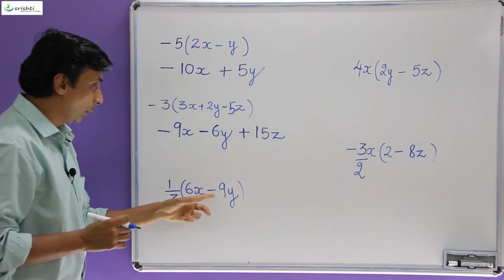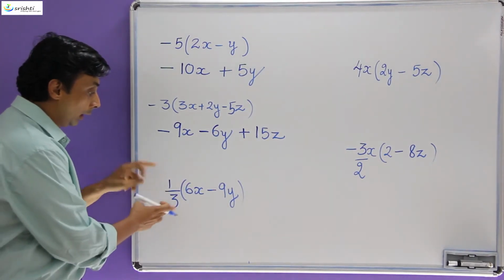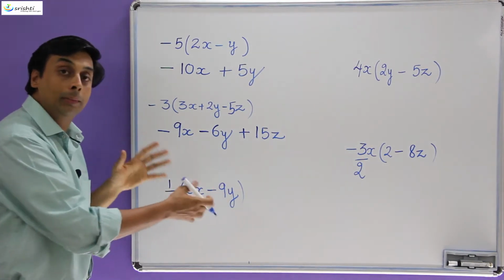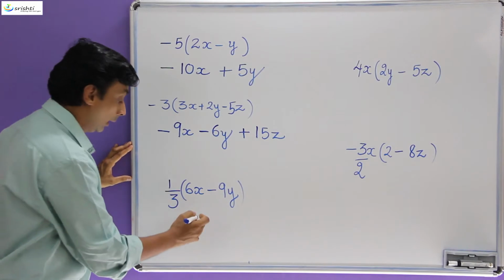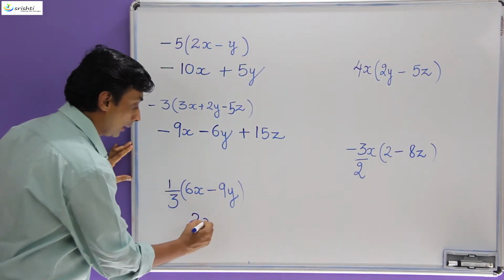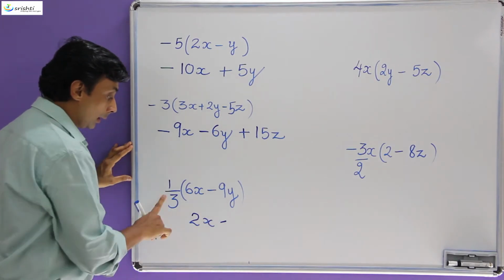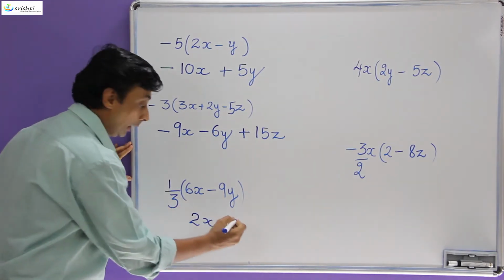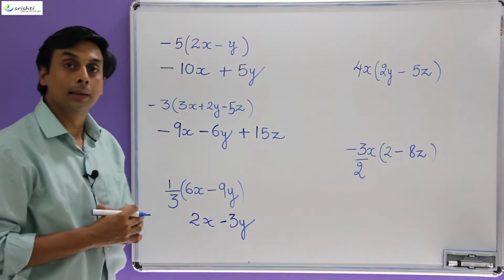6x minus 9y, the whole 1/3, right? So this 1/3 is going to apply to each term inside the bracket. So 1/3 of 6x is going to be 2x, and plus into minus, minus 1/3 of 9 is 3y. So the answer is 2x minus 3y.